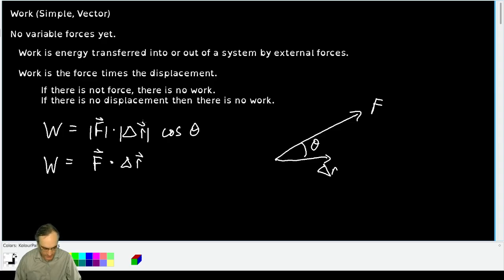On rare occasion, you will be given sufficient information to handle it with the dot product and i hat, j hat, k hat. More often, you'll be finding the magnitudes and the angle between them, and then you'll be working out the magnitude of the force times the magnitude of the displacement times the cosine of the angle between.